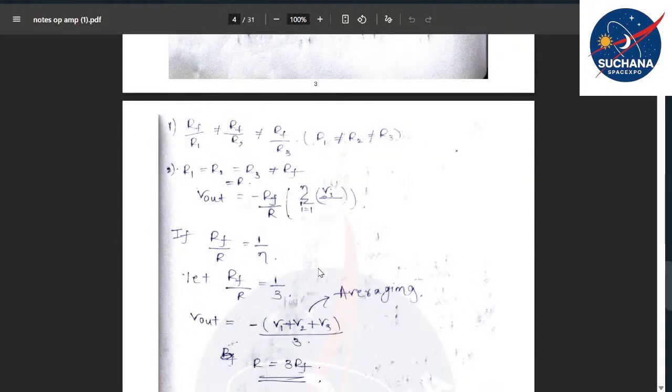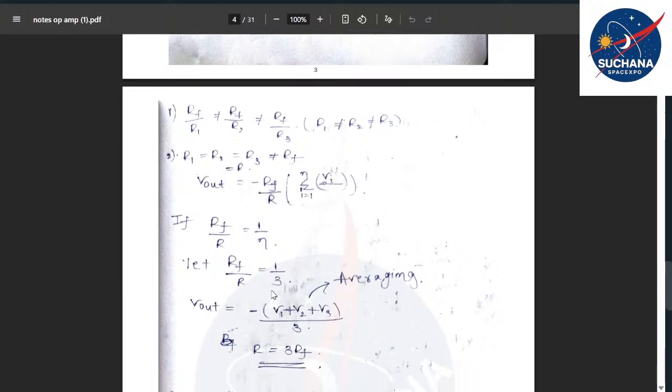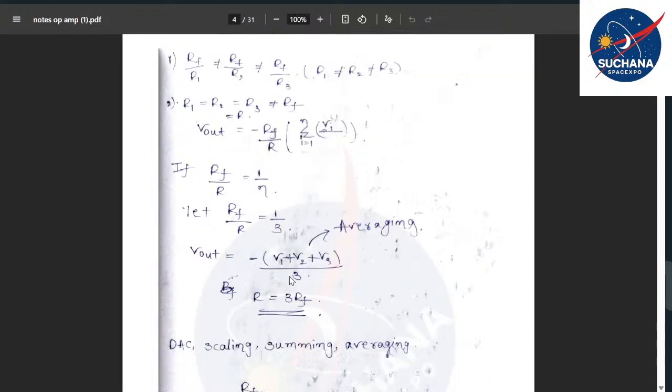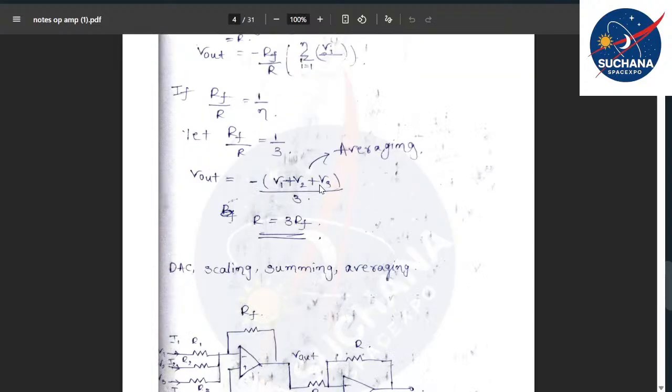If RF by R is equal to 1, then it is considered an inverting sum amplifier. But if RF by R is 1 by n, where n can take any value, for example here we have taken RF by R is equal to 1 by 3, where n is equal to 3, then V out becomes minus of V1 plus V2 plus V3, divided by 3. This is the averaging operator, because average means the sum of observations divided by the number of observations.